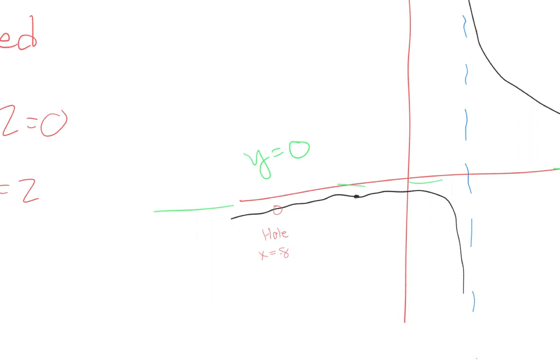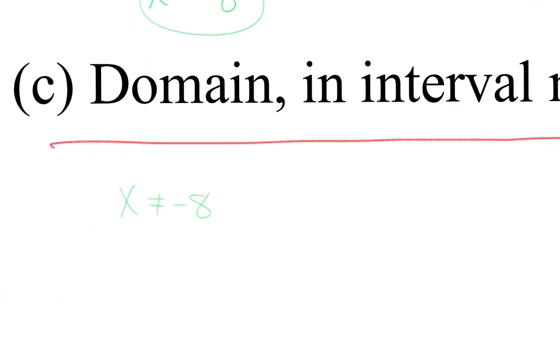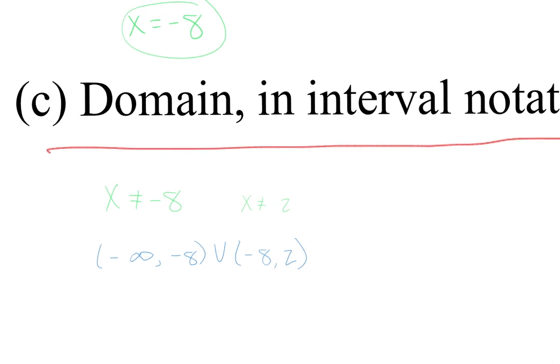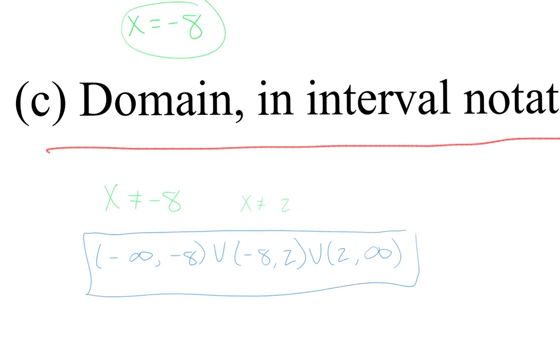So, going back to our domain, we know that x cannot be -8 and x cannot be +2. So those are the two places where it does not work, which means that our domain should be from -infinity up to -8. Then we'll have a union. We'll go from -8 to 2, another union, and then from 2 up to infinity. And that will be our domain. There we go.